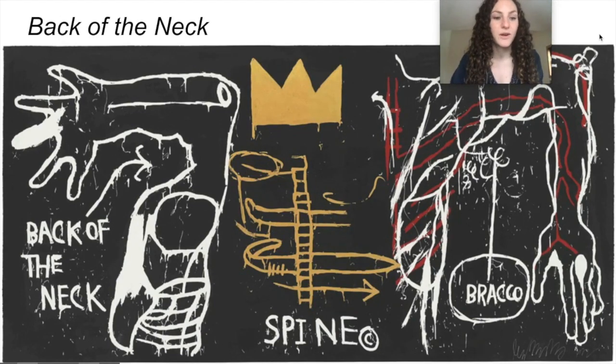So in this artwork, you can see that he's written back of the neck, spine, and bracho. I'm not sure what that means. And there are all different drawings of body parts. So Gray's Anatomy is a really important book for Basquiat, and we're going to try to get a copy of that in school if you want to try to check it out at home as well. The crown is also a symbol that Basquiat uses over and over in his artwork. So that's a part of his style too.